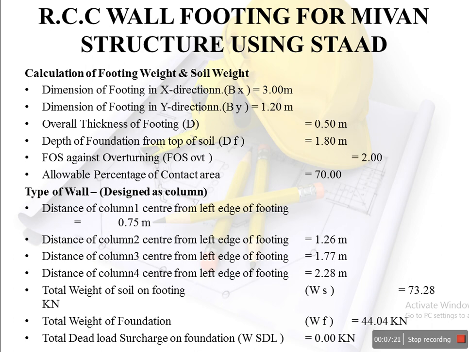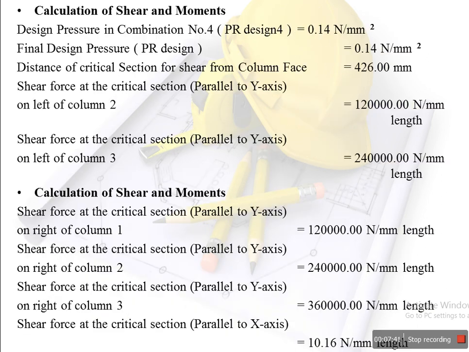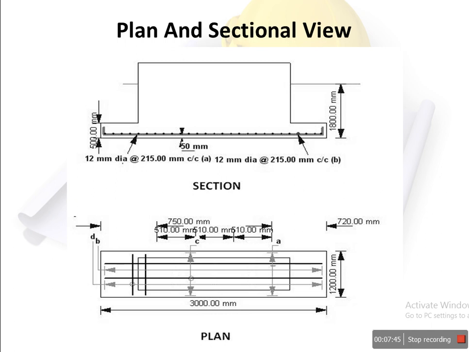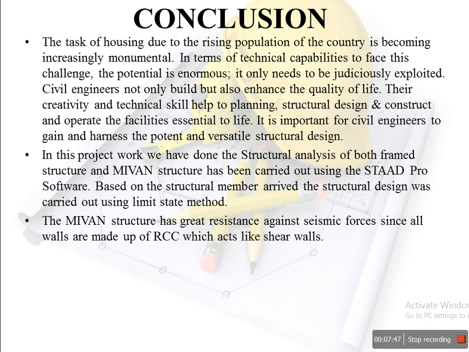Footing design for the shear wall. Dimension of footing in X direction 3 meters. Dimension of footing in Y direction 1.20 meters. Overall thickness of footing 0.5 meter. Depth of foundation from top of soil 1.80 meters. Factor of safety against overturning 2.0. Allowable percentage of concrete contact area 70. This is the result, plan and sectional view.